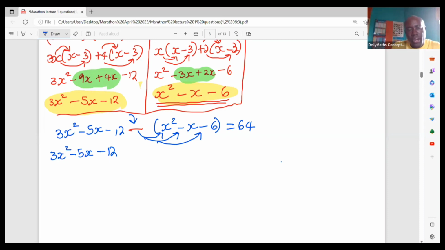So now, what you're going to have is a minus x squared, and then the minus x becomes positive x. The minus 6 becomes positive 6. And then that's equal to 64. Simplify on the left side.